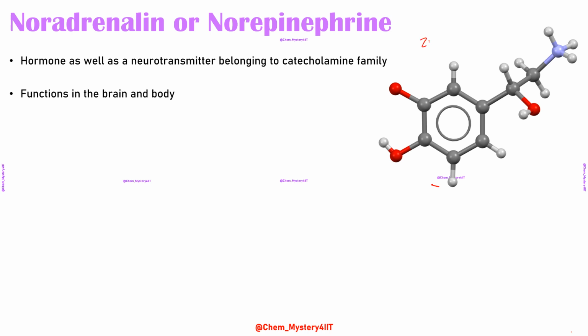This is the zwitterionic form of catecholamine, where one H plus from here has moved up to this place, and nitrogen is becoming plus, O is becoming minus.